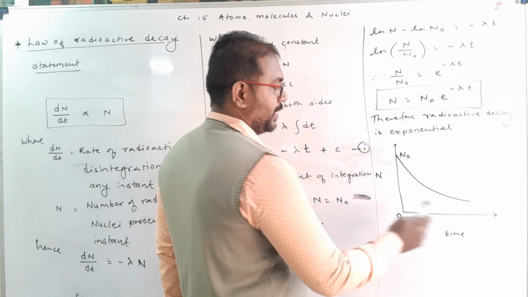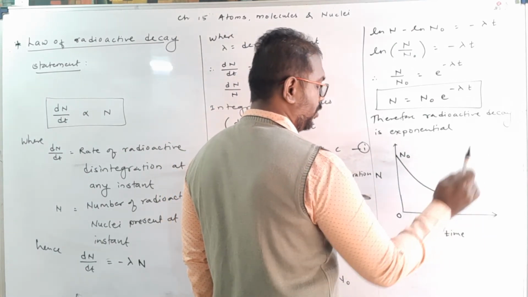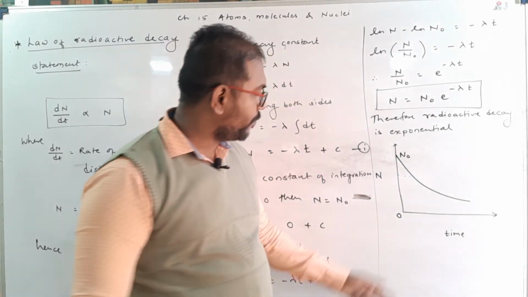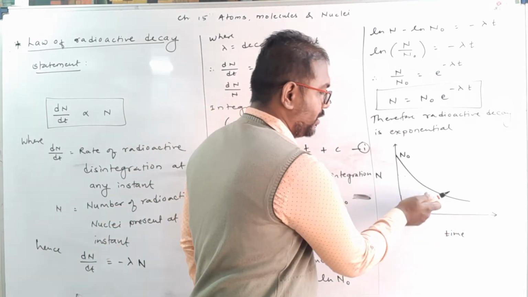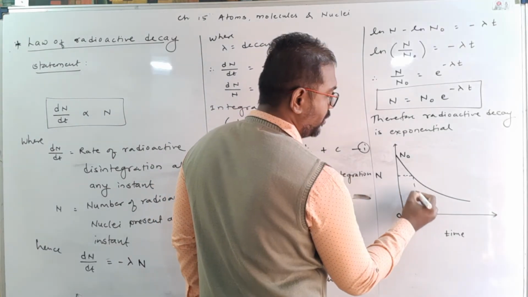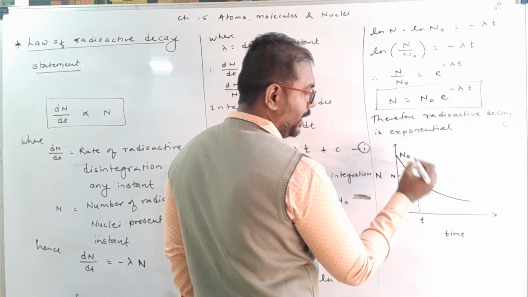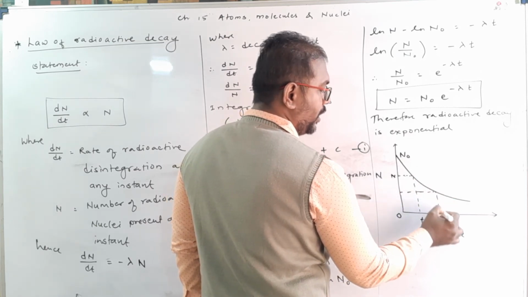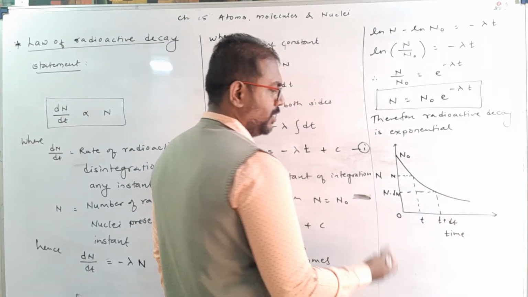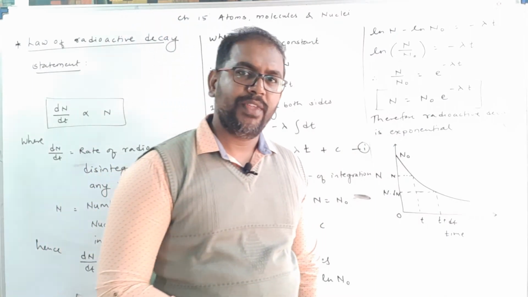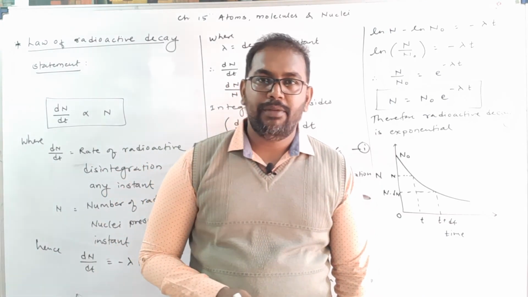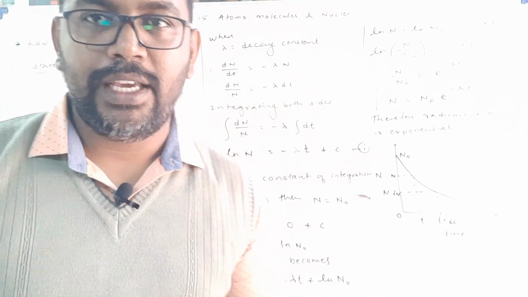Then as time passes, the substance decays exponentially. Here it is n at time t, then n minus dn when the time increases to t plus dt. So you can see this graph having an exponential nature. Therefore we can conclude that radioactive substance decays exponentially. I hope everyone understood this law of radioactive decay.